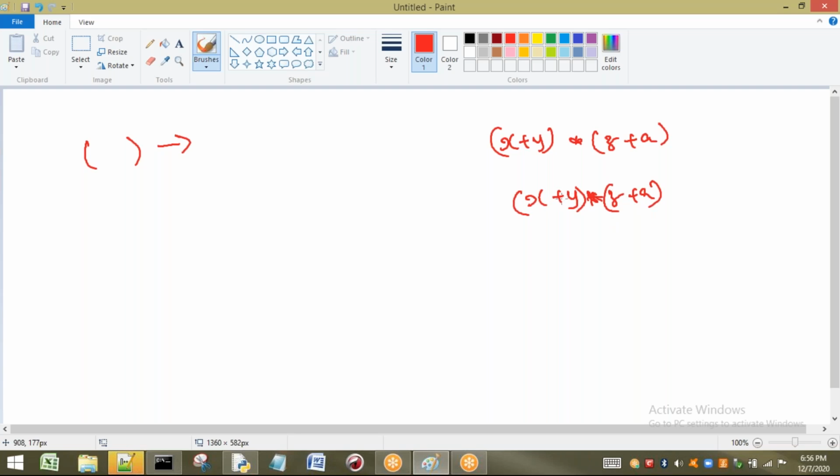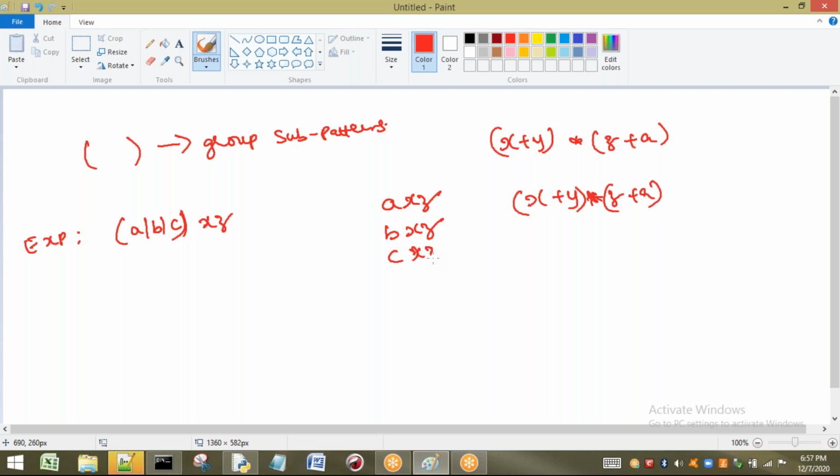In the same way, in Python regular expressions also, parentheses are used to group sub patterns. For example, I am going to write A or B or C, and then I am going to write XZ. This is one expression. That means here AXZ can be there, BXZ can be there, CXZ. It is searching for what?